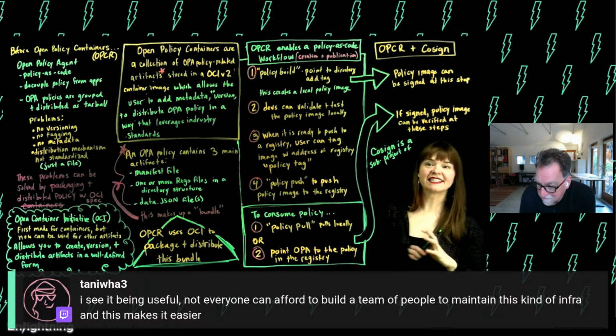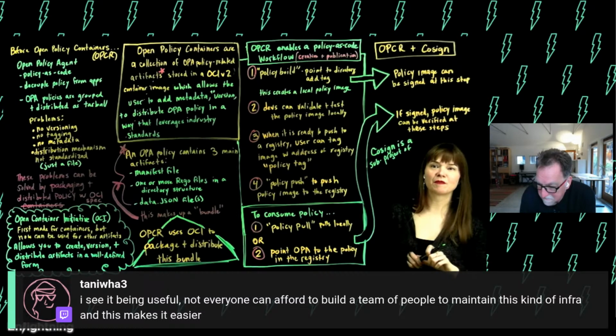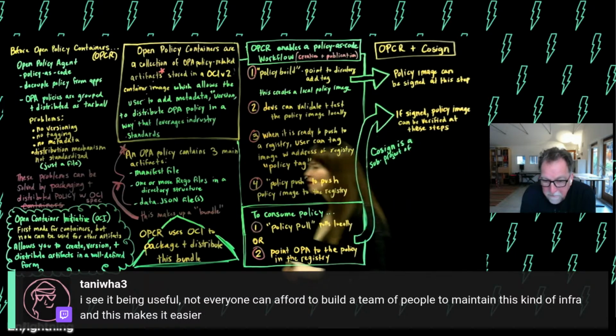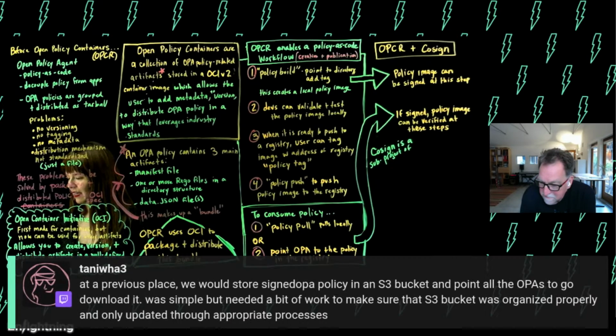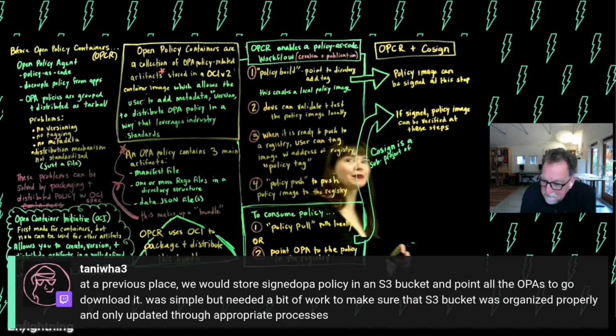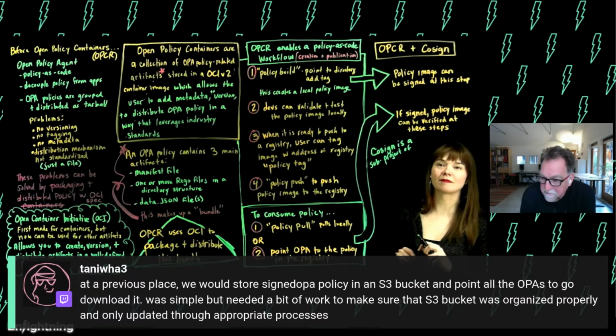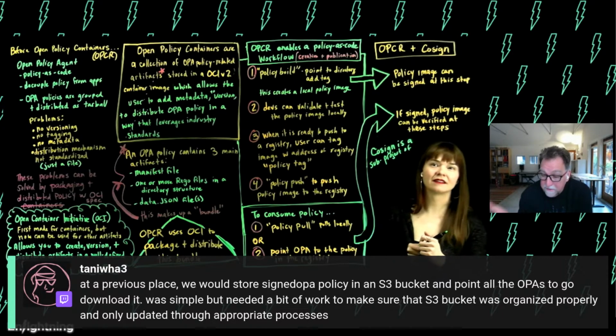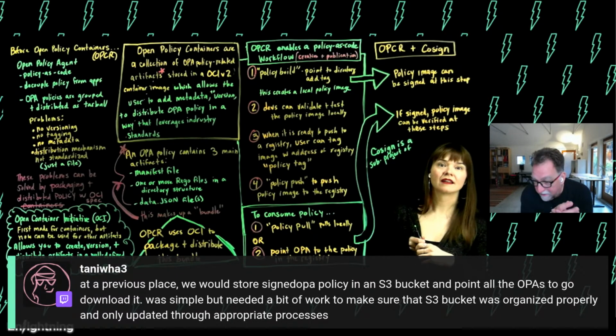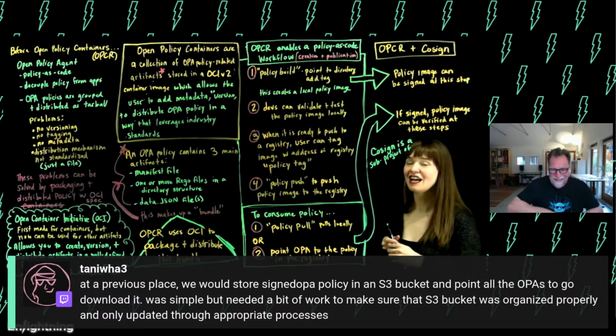Taniwa says that they can see it being useful. Not everyone can afford to build a team of people to maintain this kind of infra, and this makes it easier. Taniwa, your description of what you used to do before with your S3 bucket, I'll bring it back up. I think that was really illuminating for me to understand what problem is being solved, and I think he's not alone in that. It's a good summary. So here we have our one-line summary.